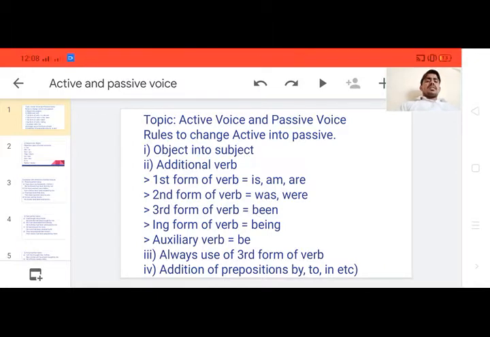Rule number 3 is always use of the third form of the verb. Dear students, always use the third form of the verb in the third place when you convert any active sentence into passive. Rule number 4 is addition of prepositions: by, to, in, etc. While converting an active sentence into passive, you have to put on the fourth place the addition of by, to, or in according to the demand of the sentence.